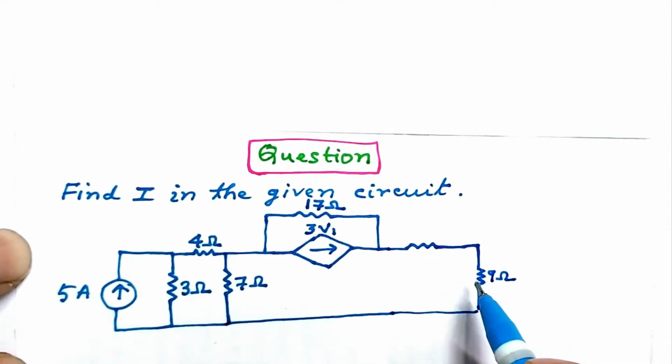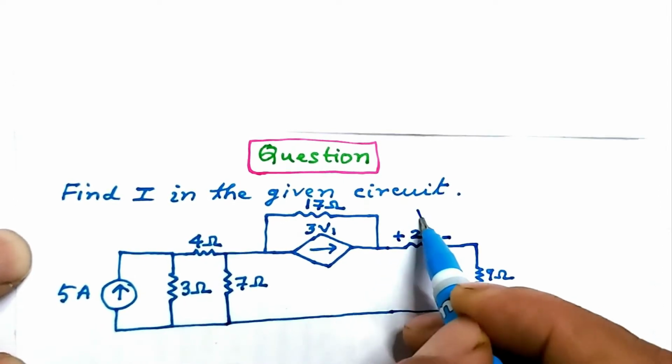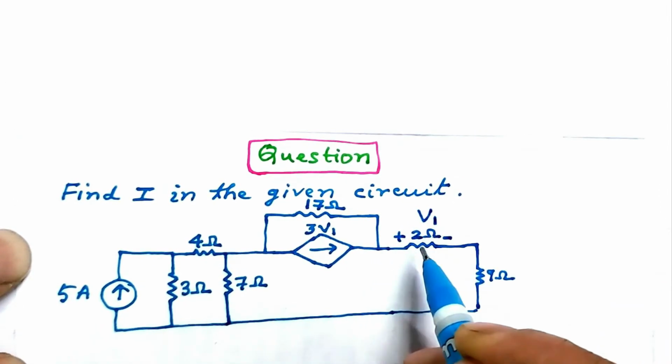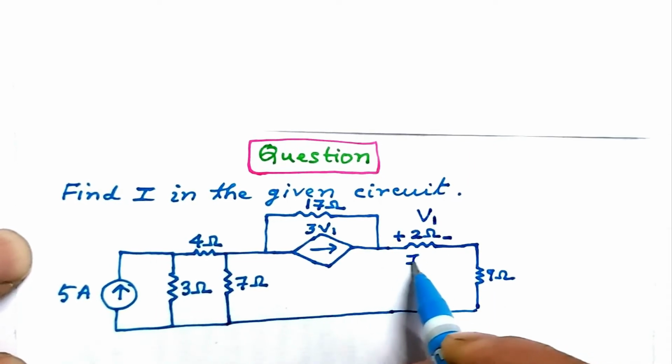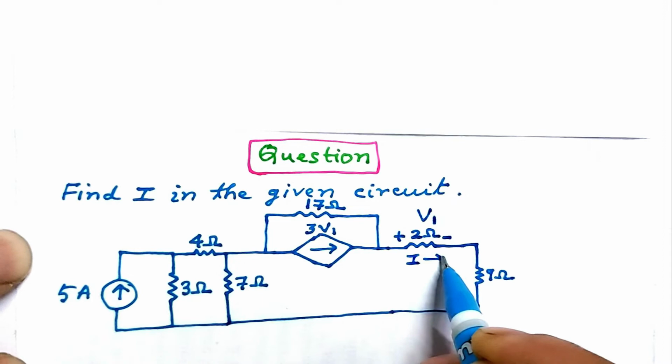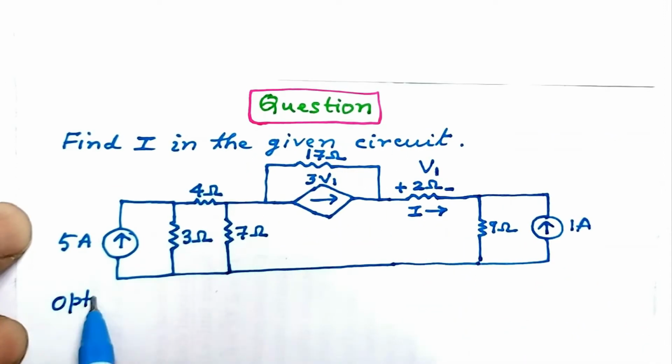This is 9 ohm and this is 2 ohm. The voltage across this resistance is V1 that decides or controls the current of the current source 3V1. And I is the current in this portion of the circuit across 2 ohm resistor. The options are.